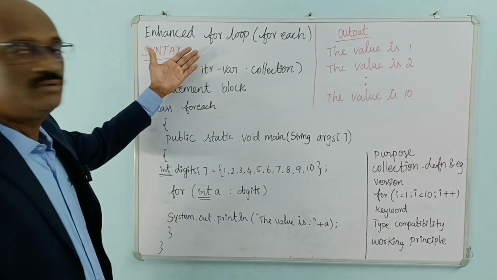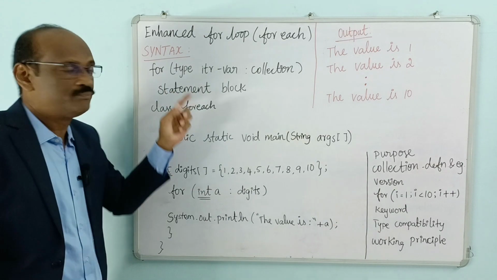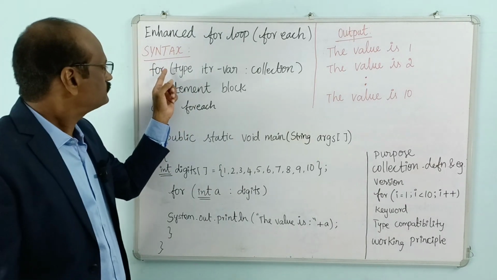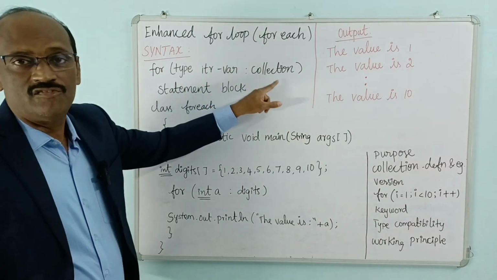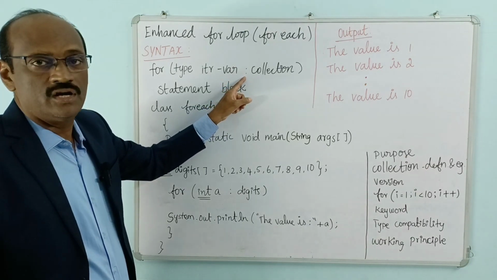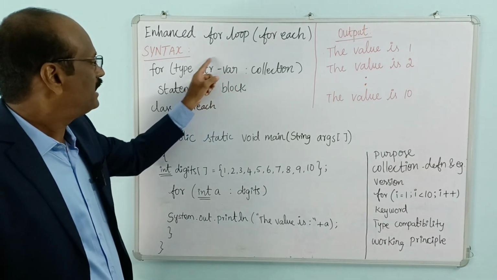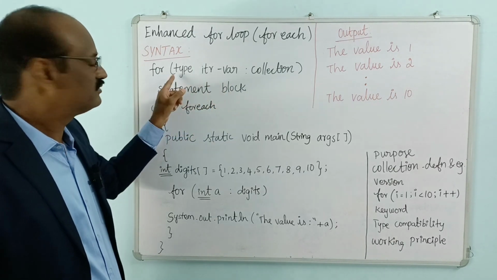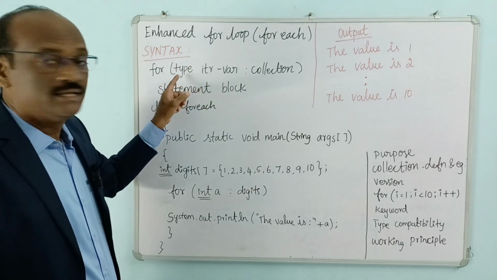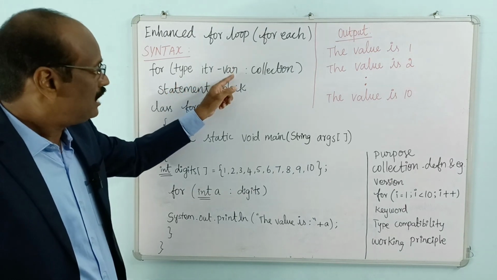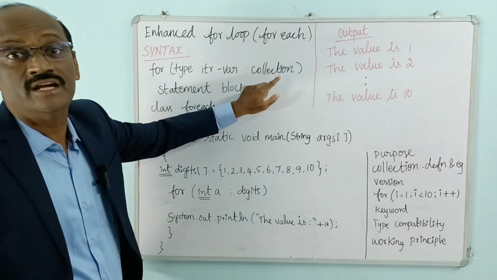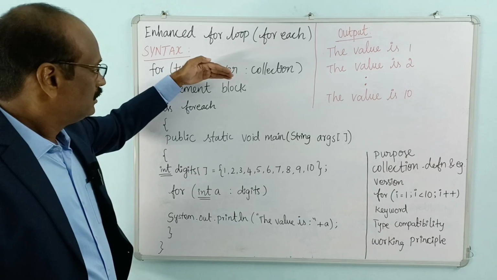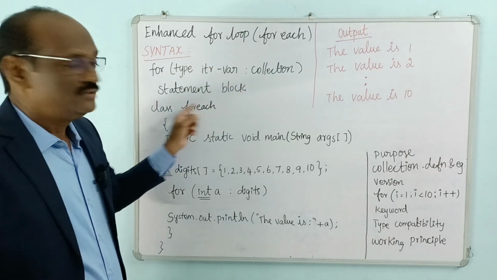Now, we can move on to the syntax of the enhanced for loop. For is a keyword. Within a pair of parentheses, I am using the colon symbol. Before the colon symbol, I have to mention the name of the iterative variable. Before the name of the iterative variable, I have to mention the type of the iterative variable. After the colon symbol, I have to mention the name of the collection. After that, I have to use the statement block.